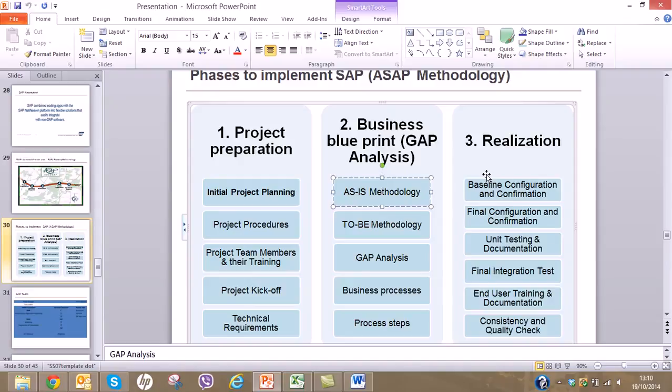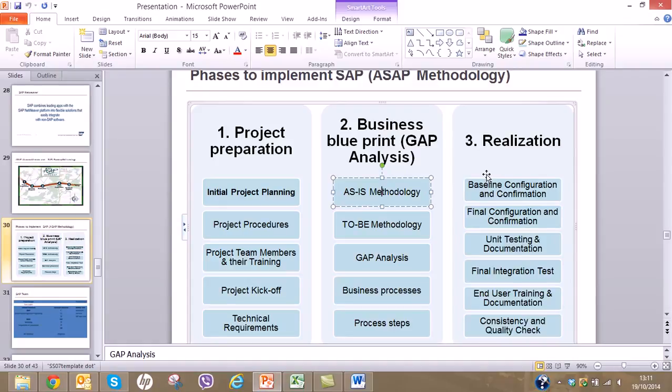Then the third phase comes, which is realization. In this phase you have to configure the system according to the blueprint documentation. Now you have written functional specification and technical specification. There should be a matching between TS and FS. TS should look the same as FS, only with the addition of technical details or technical objects. And according to the technical specification, you have to configure the system accordingly.